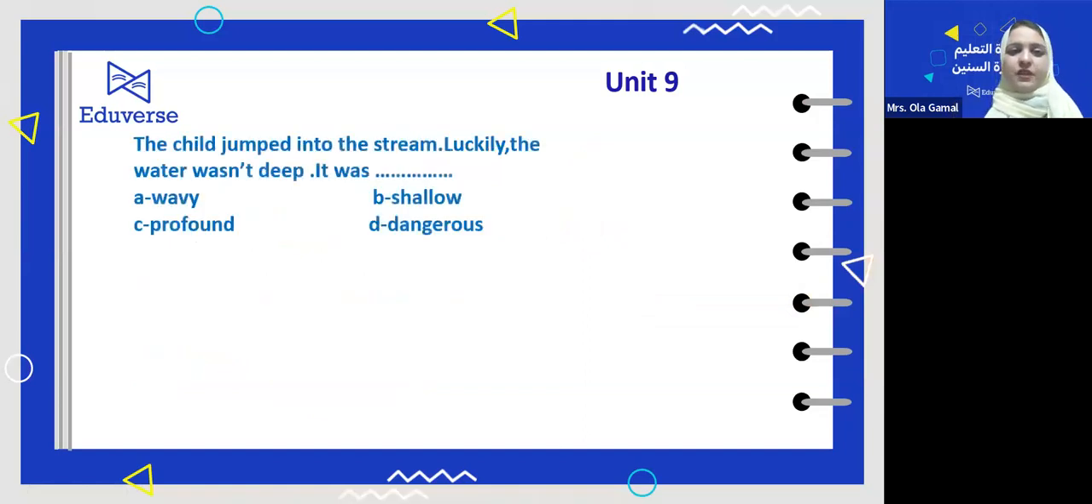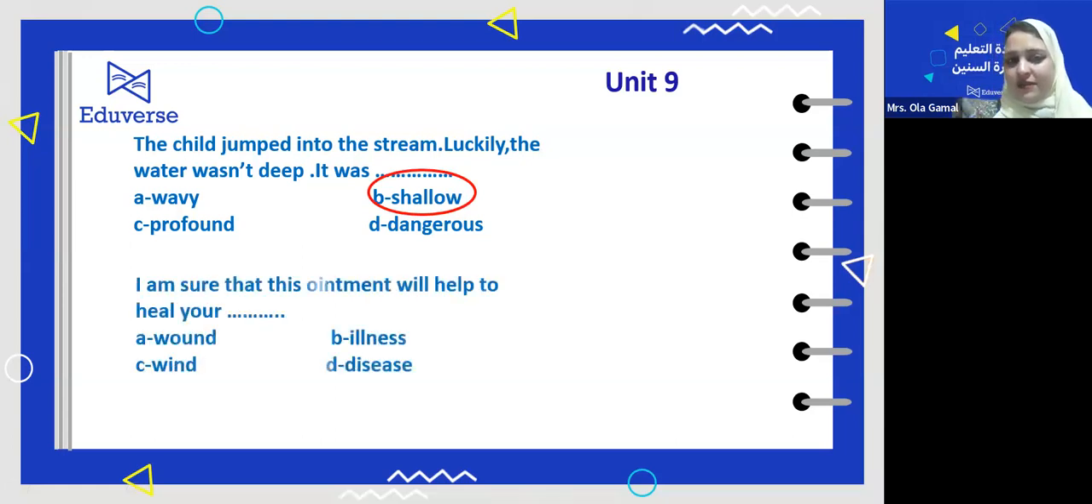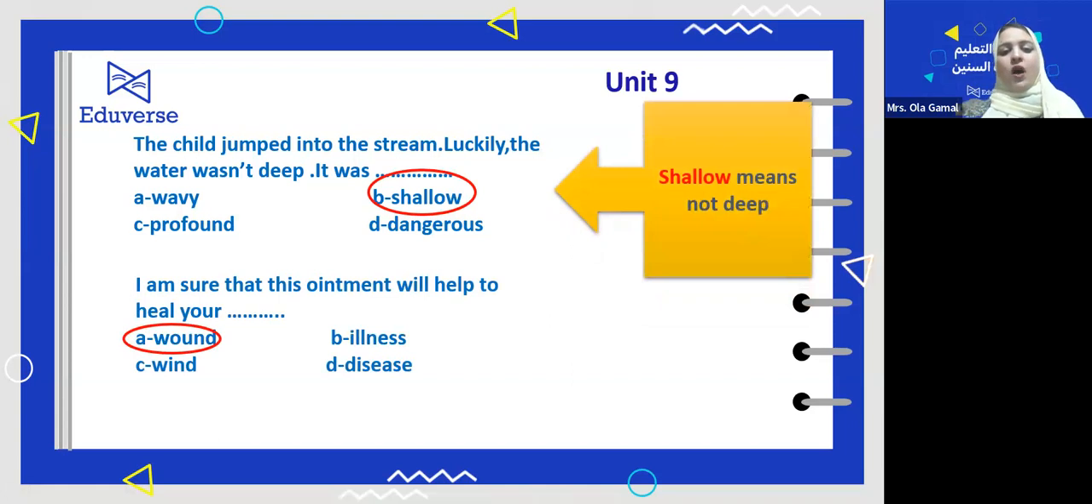Okay. The child jumped into the stream. Luckily, the water wasn't deep. It was what? What's the antonym of deep? Yes, excellent. Deep water, shallow water. Shallow means not deep. And here, I'm sure that this ointment will help to heal your wounds. Excellent. A wound is when you have a cut in your hand, you can use an ointment.